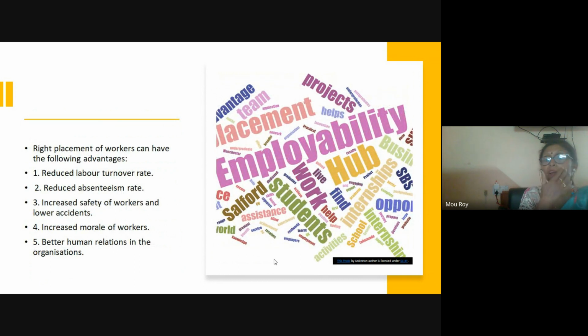Now, as I told you, there should be employee engagement. Yes. Now, what is that? Right placement. You know, right placement of workers can have the following advantages. What are the advantages? Reduce labor turnover rate.